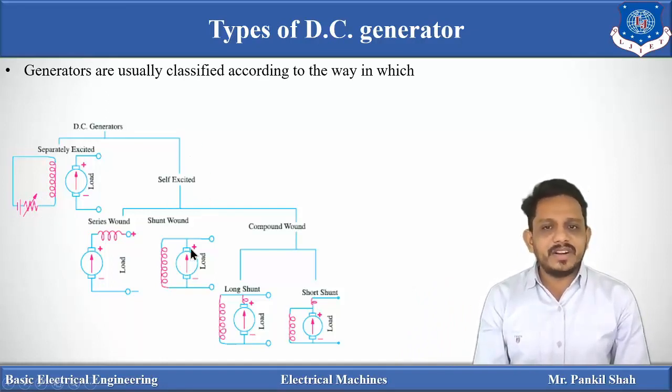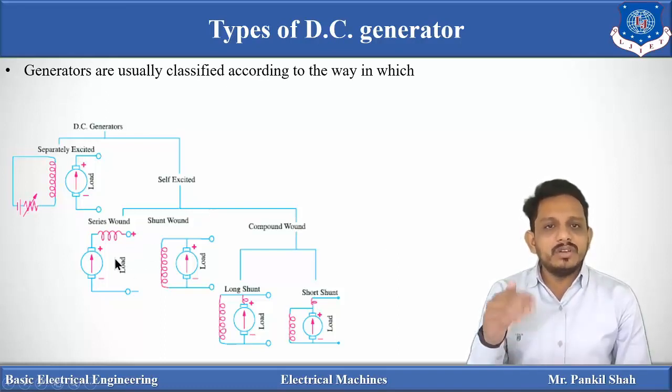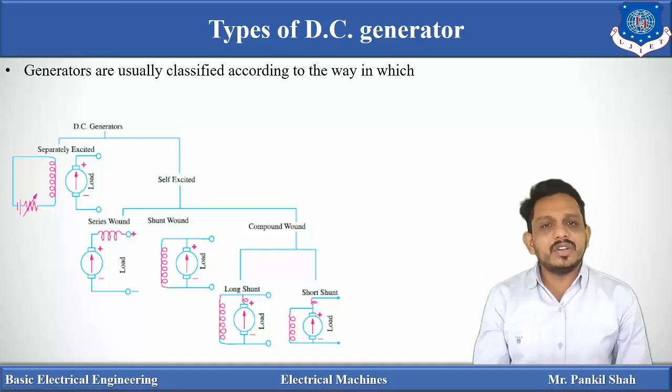Now the self-excited generator. In the self-excited generator, you can see that both the windings are given excitation from the same source. This is a series generator, which means the armature and field are connected in series to each other. Here it is connected in parallel, but the excitation will be the same.